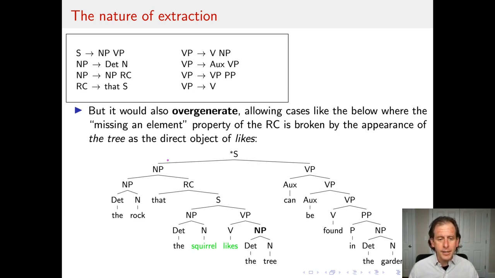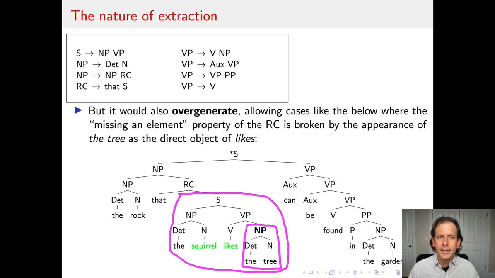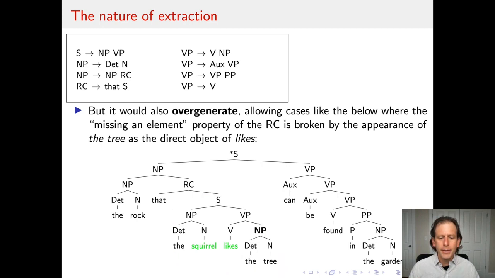And the reason is that there's this element, the tree, which is a noun phrase, which is in a perfectly normal place for it to be outside of context. In particular, the clause, the squirrel likes the tree, taken by itself would be a perfectly natural structure. But in this particular context, it's not okay.